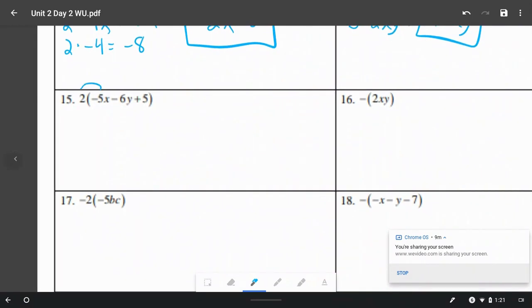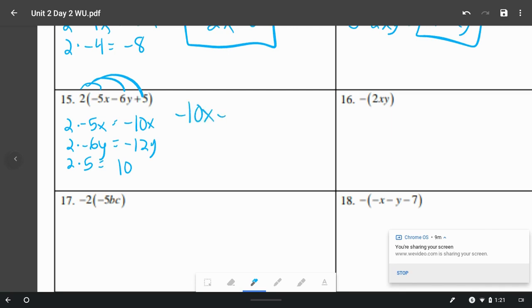15, multiply it by all 3 terms. So 2 times negative 5 in my calculator is negative 10x. 2 times negative 6 is negative 12y. 2 times 5 is 10. So if I put all those together alphabetically with your constant going last, that's negative 10x minus 12y plus 10. That'd be the answer for 15.